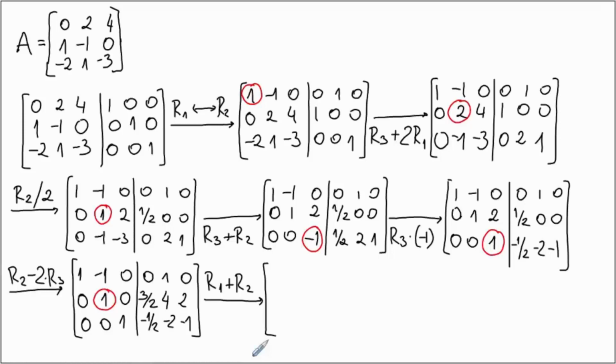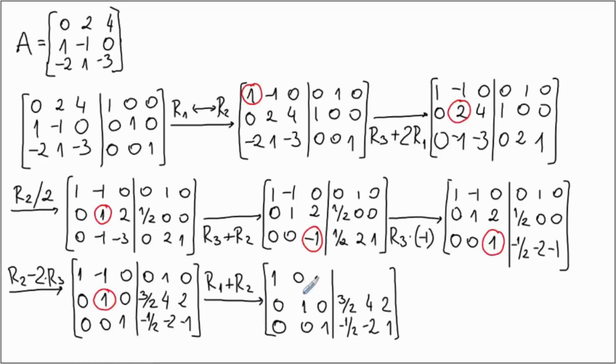The third row remains unchanged, so I'm going to start with rewriting that. Second, the same thing, so I'm going to rewrite that. And then the first changes by addition, so 1 plus 0 is 1, this is 0, 0, 0 plus 3 halves, 1 plus 4, and 0 plus 2.